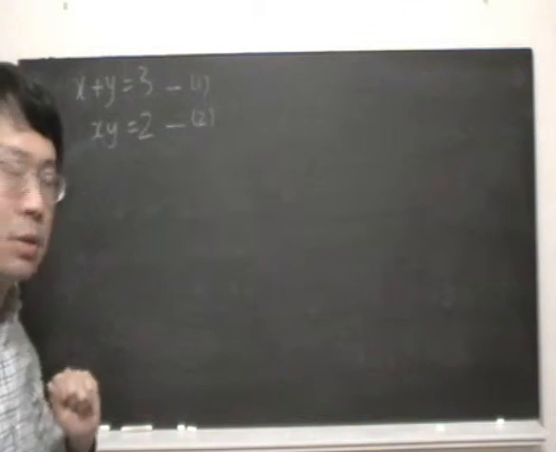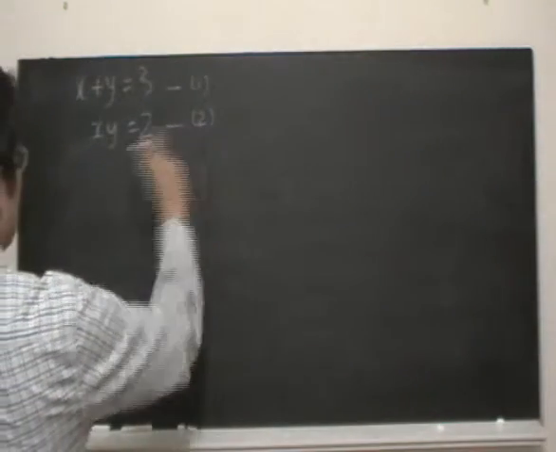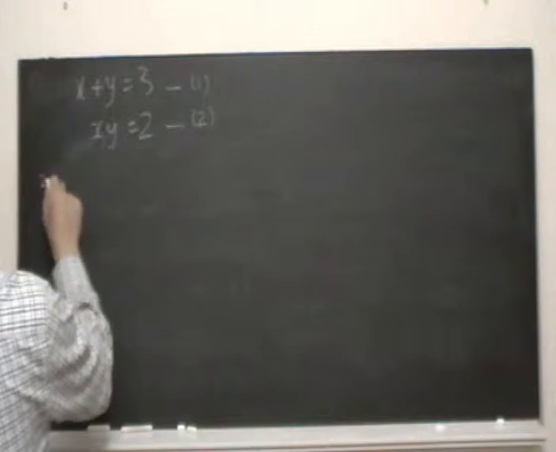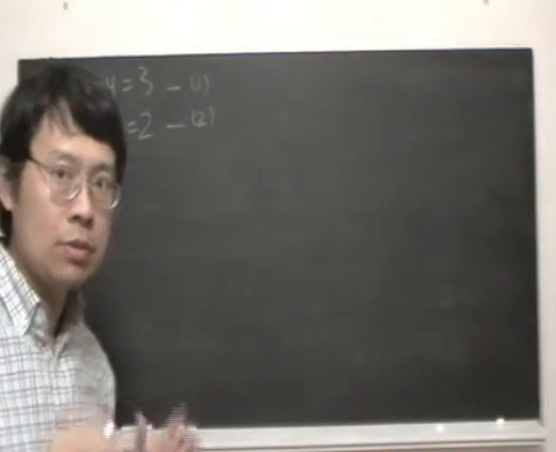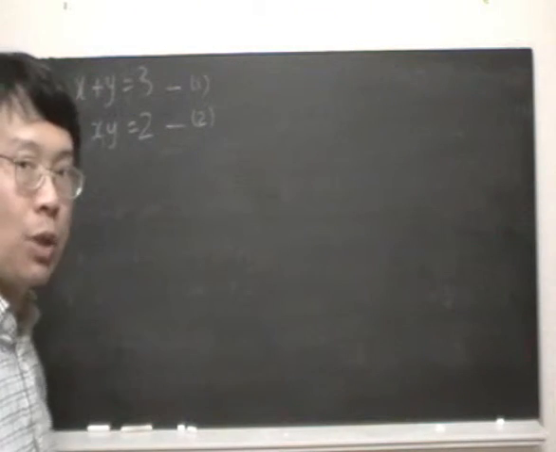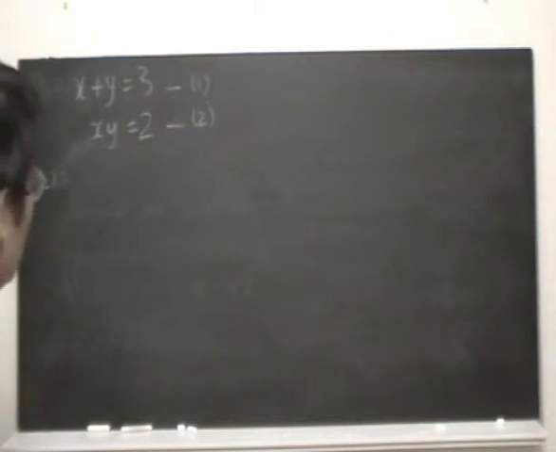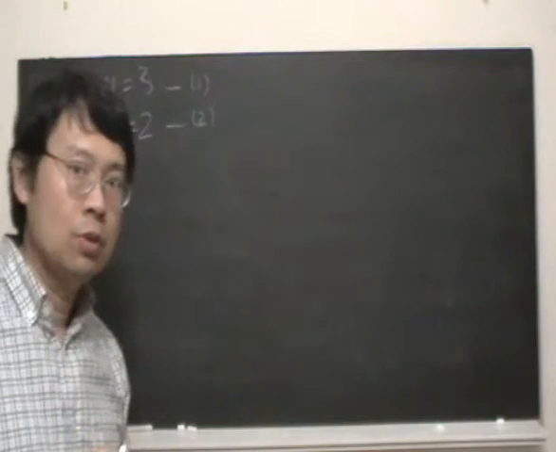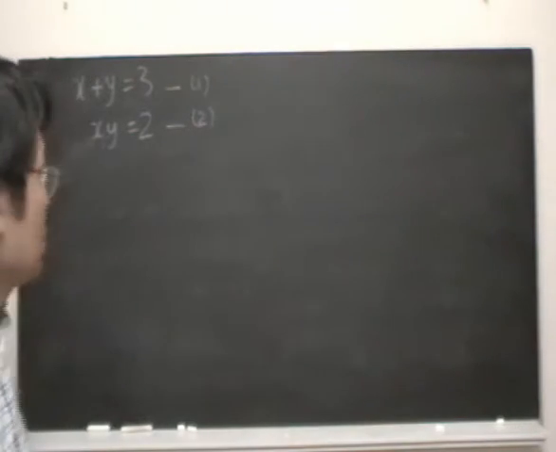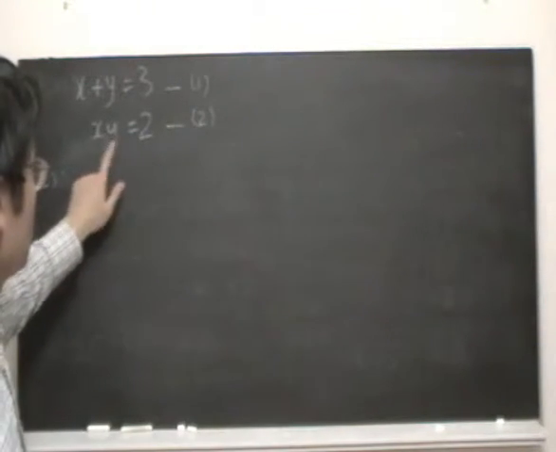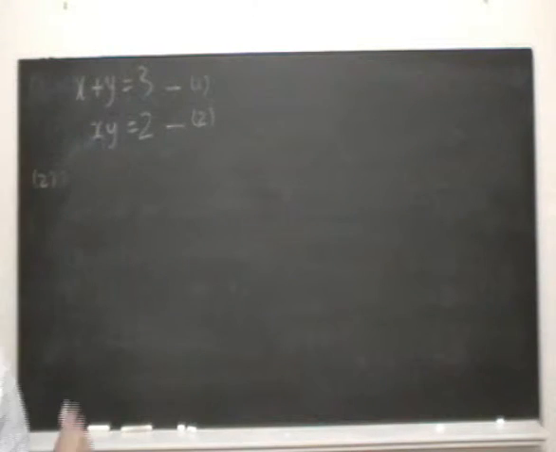Okay, I'll just show you how to do it, starting from 2. We can start from 1 as well, but if I start from 2, what I want to do in the first step is to make y the subject, to choose one of them and make that the subject. I'm going to choose y.